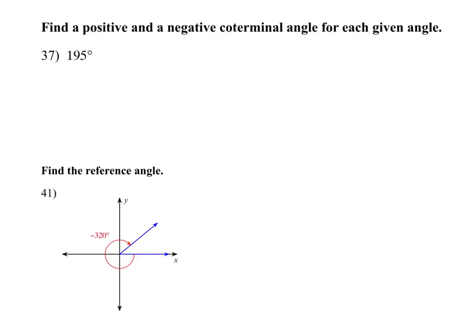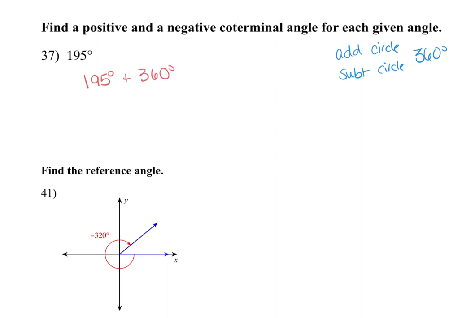It says find a positive and a negative coterminal angle. A coterminal angle just means it ends at the same spot. So all you're going to do is add a circle and subtract a circle. So add a circle and subtract a circle. What is a circle in degrees? 360 degrees. Okay? So I'm going to take 195 degrees and I'm going to add 360 degrees.